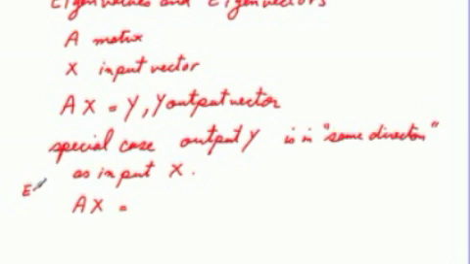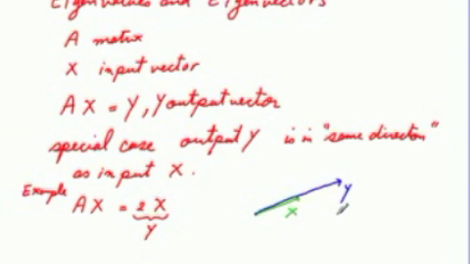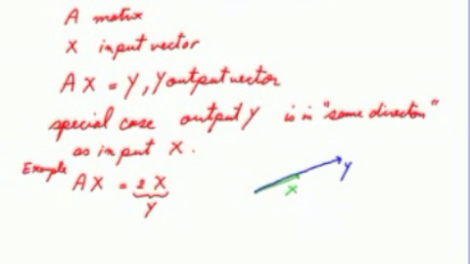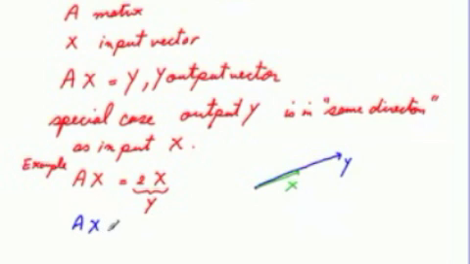Here's an example. This output vector, if the input was like this, the output is in the same direction as the input. Perhaps twice as big, perhaps 3 times as big, perhaps half as big. So it could have been that you multiplied it with x and it became half as large, or you multiplied with x and it became 3 times as large.